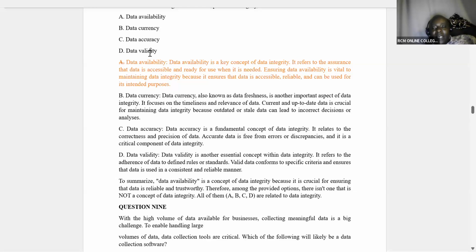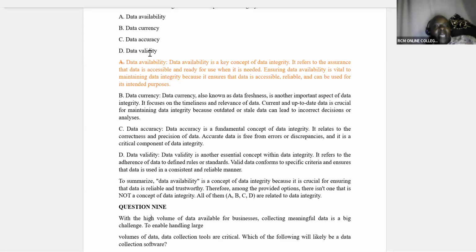All right. So in this case, when you talk of data integrity, if they try to twist the question, we are looking at three things. Data must be current, it must be accurate, it must be well within the confines of whatever standards you have given. It has to be valid.